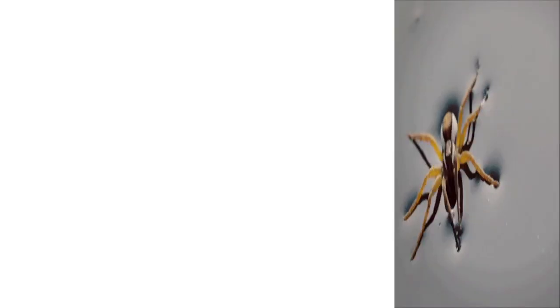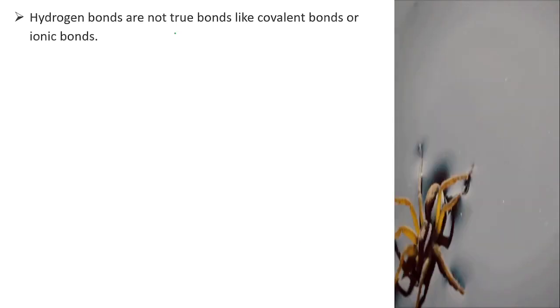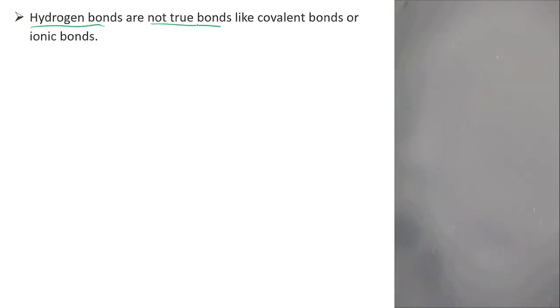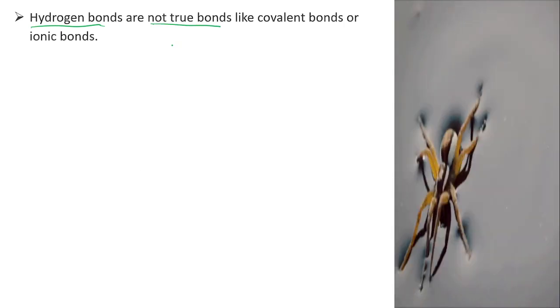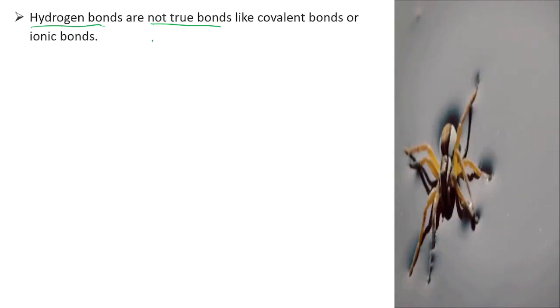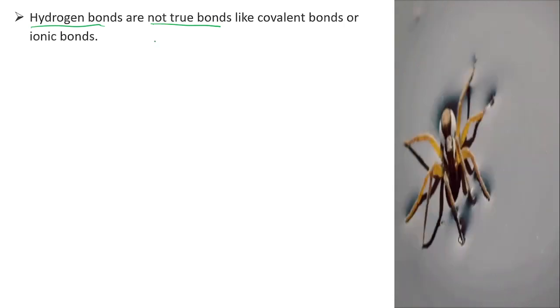Okay, all right. So these hydrogen bonds are not true bonds. Okay, these hydrogen bonds are not what? True bonds. I think from the previous class, I had to explain why the hydrogen bonds are said to be what? To be bonds and not interactions. So hydrogen bonds are not true bonds. In short, hydrogen bonds are just a form of interaction.